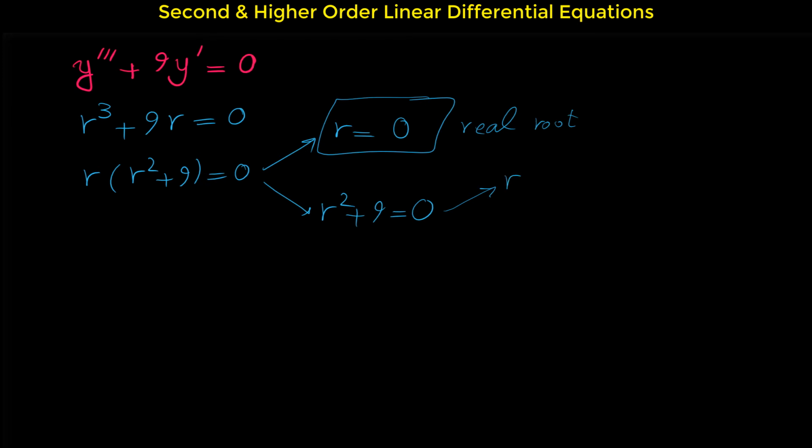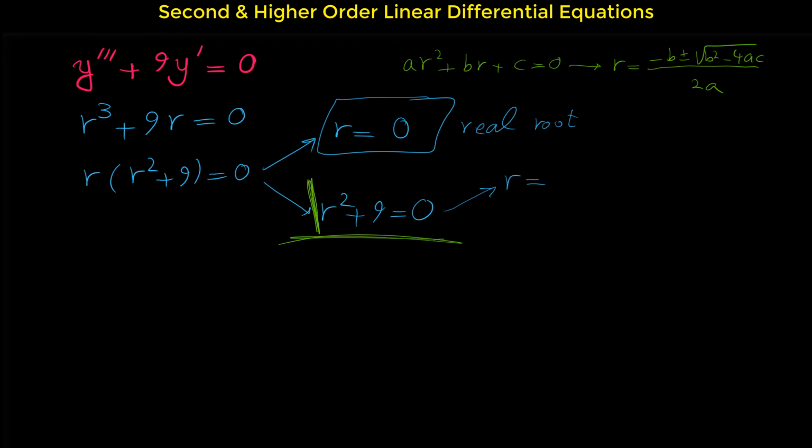For finding r, if we want to use the quadratic formula, let me remind you very fast here. If we have ar² plus br plus c equals 0, the quadratic formula is this: r equals negative b plus minus the square root of b squared minus 4ac over 2a. Based on this formula, note that here a is 1. We don't have any br because we don't have any r here. We have only r squared and a constant. So b is 0 in this equation, and c is this 9 here. So a is 1, b is 0, and c is 9.